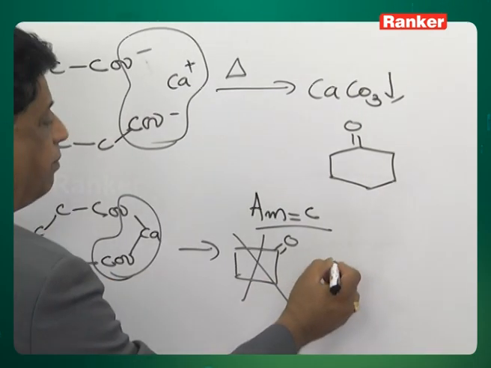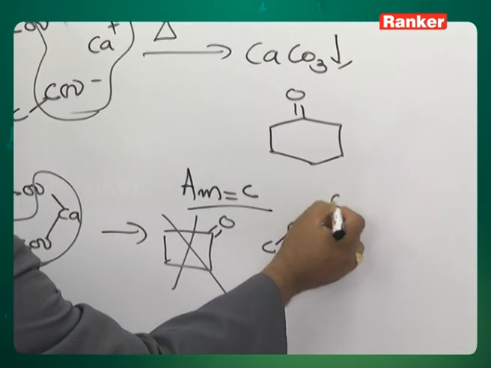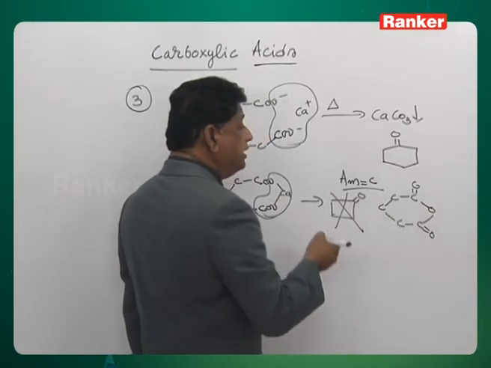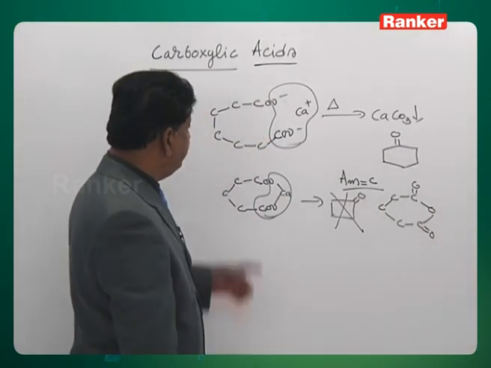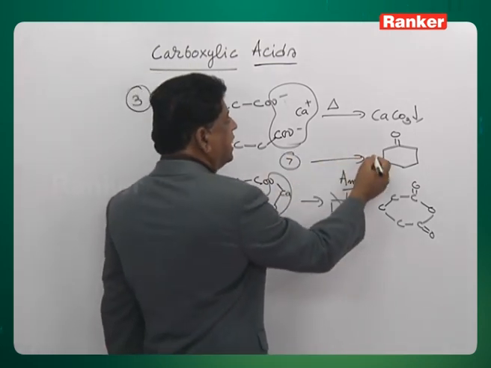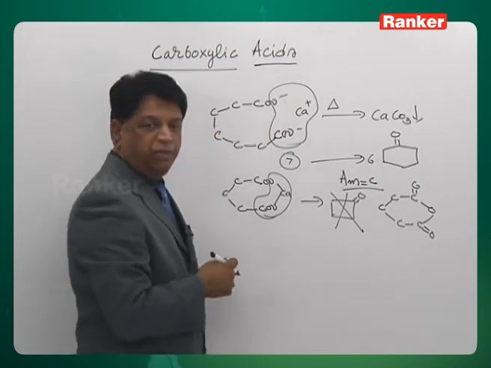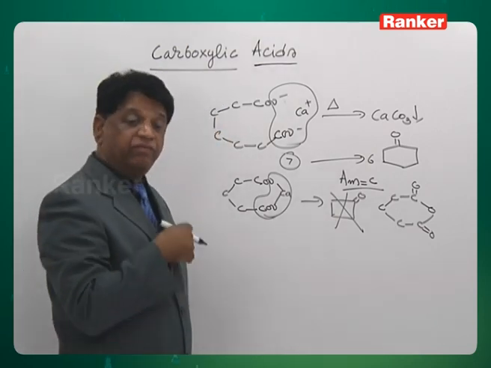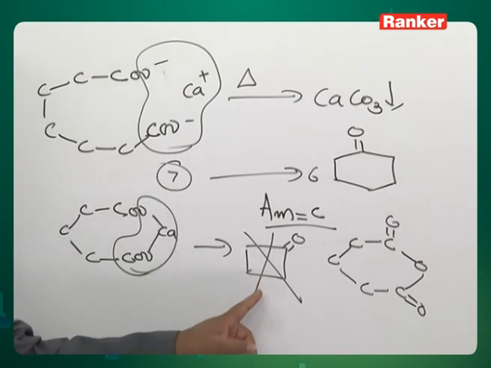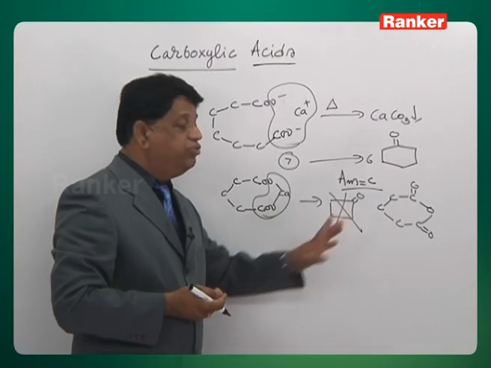Instead, the 5 carbon anhydride is formed. So, in the case of 5 carbon, anhydride formation is the right answer in fact. But we have taken a 7 carbon one. So, the 7 carbon one will give the 6 carbon ketone. The 6 carbon dioic acid will give the 5 carbon ketone. The 5 carbon calcium salt will not give the 4 carbon ketone because of instability, it gives the anhydride.